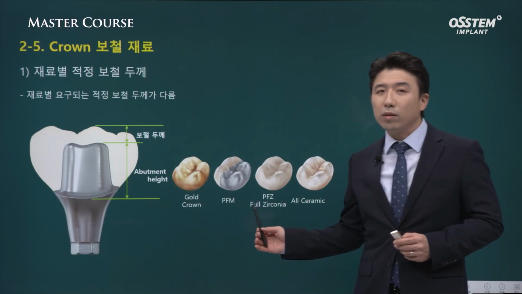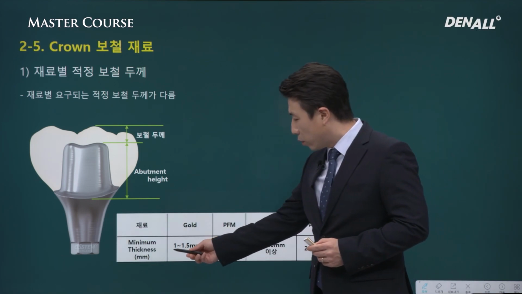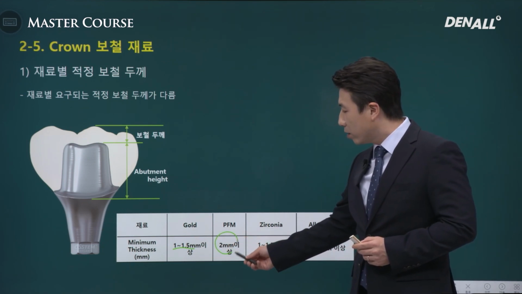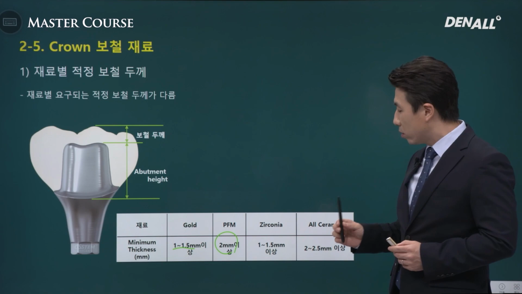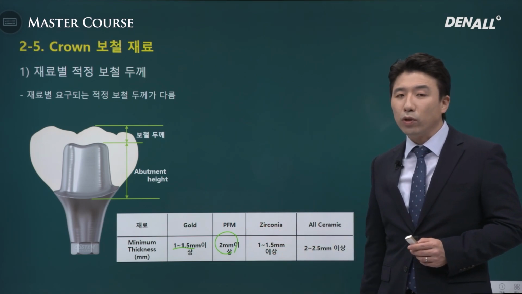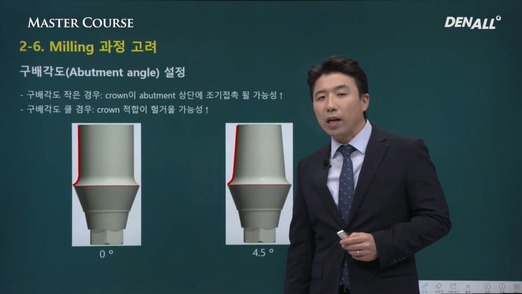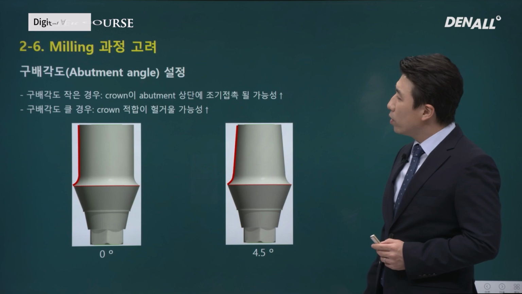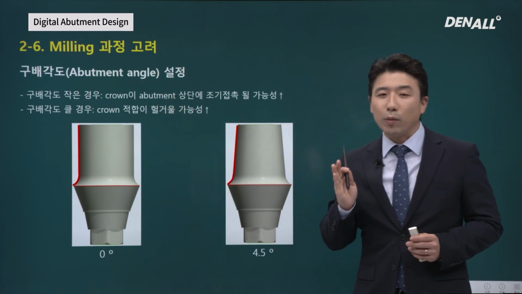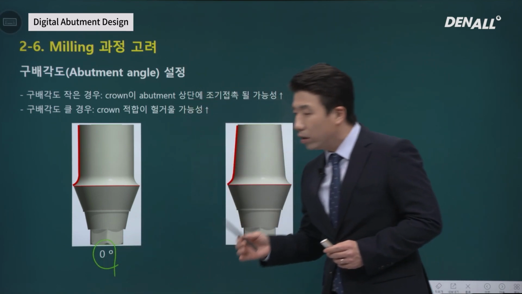I've talked about thickness by different materials. In the case of gold, it is 1 to 1.5 millimeters. In the case of PFM, porcelain occlusion, it requires 2 millimeters. Zirconia, 1 to 1.5 millimeters or over. You need to be aware of the thickness for different materials. As mentioned earlier, we need to look at the angle of the abutment. This is what I've mentioned earlier.